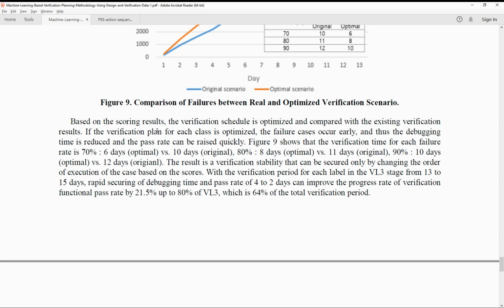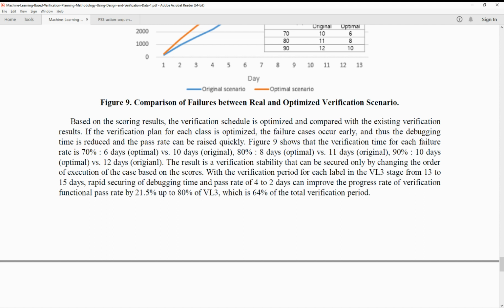Figure 9 shows that the verification time for each failure rate is: 70%, 6 days optimal versus 10 days original; 80%, 8 days optimal versus 11 days original; 90%, 10 days optimal versus 12 days original. The result is a verification stability that can be secured only by changing the order of the execution of the test cases based on the scores.